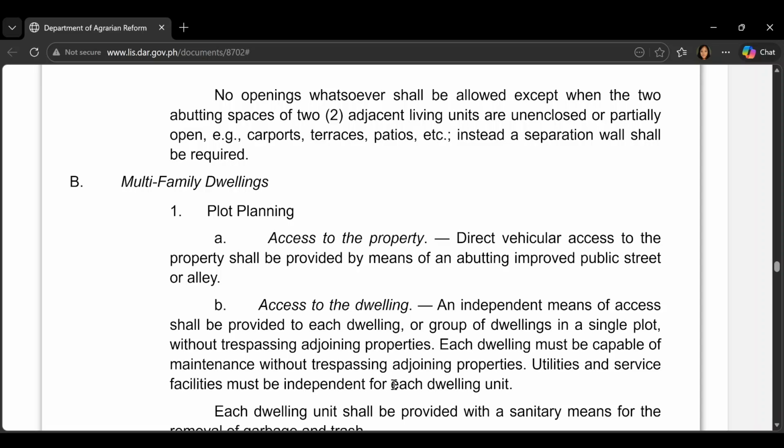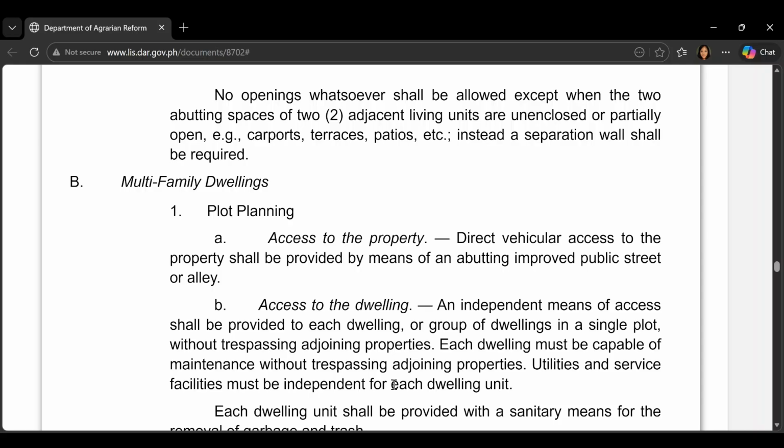So this is BP 220, Rule 3, Section 8, letter B. Last reading, letter A was on single family dwelling. B is for multi-family dwelling design standard of the building. So 1, plot planning. A, access to the property.